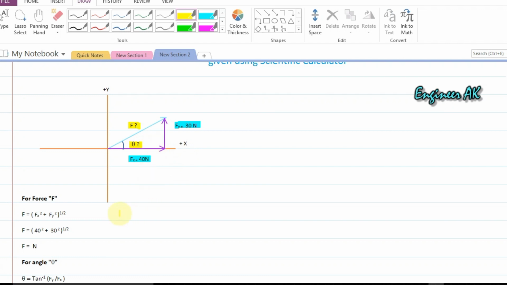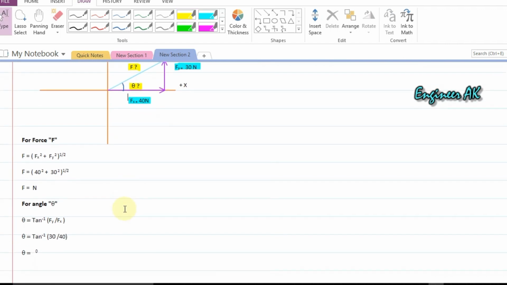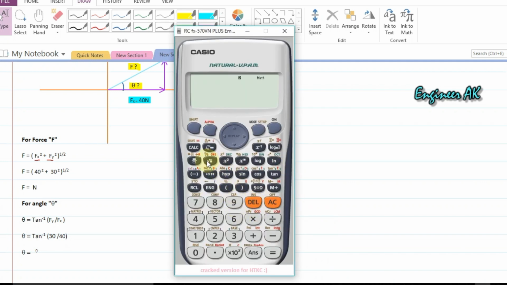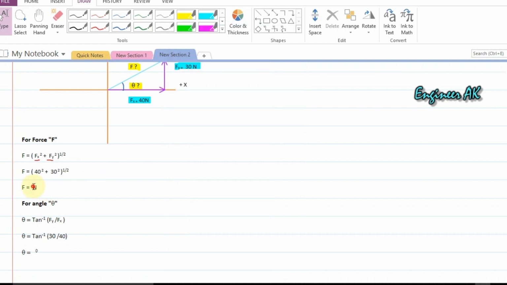For the resultant, we take the square of both components and then take the square root. I have written it already. Let's check what it will give us using the calculator. Under the root, 40 squared plus 30 squared. It is giving 50 newton. So let me write here 50 newton.